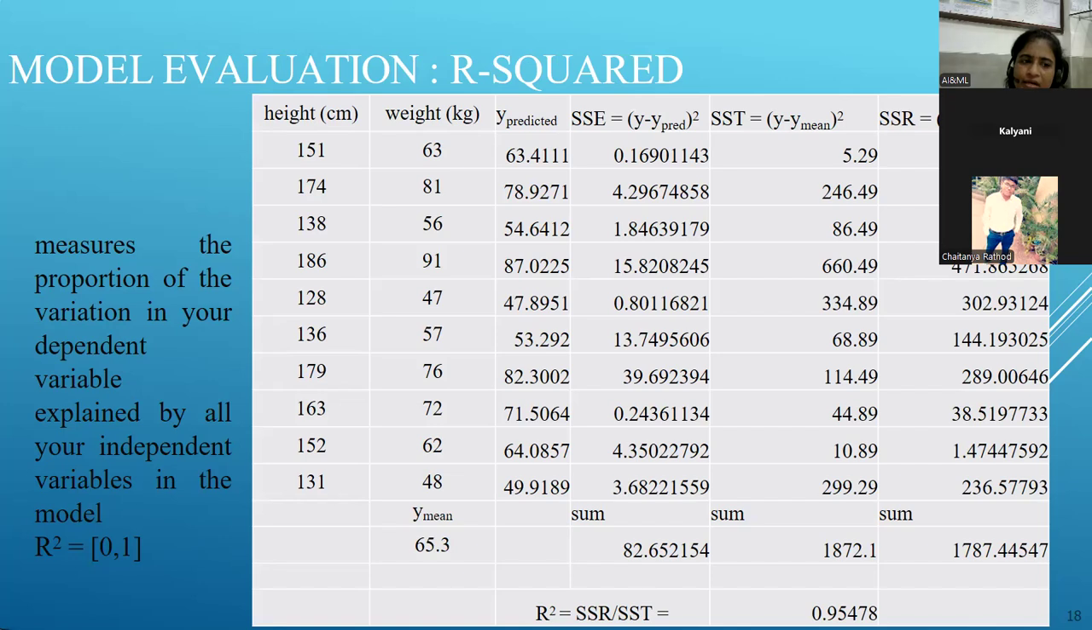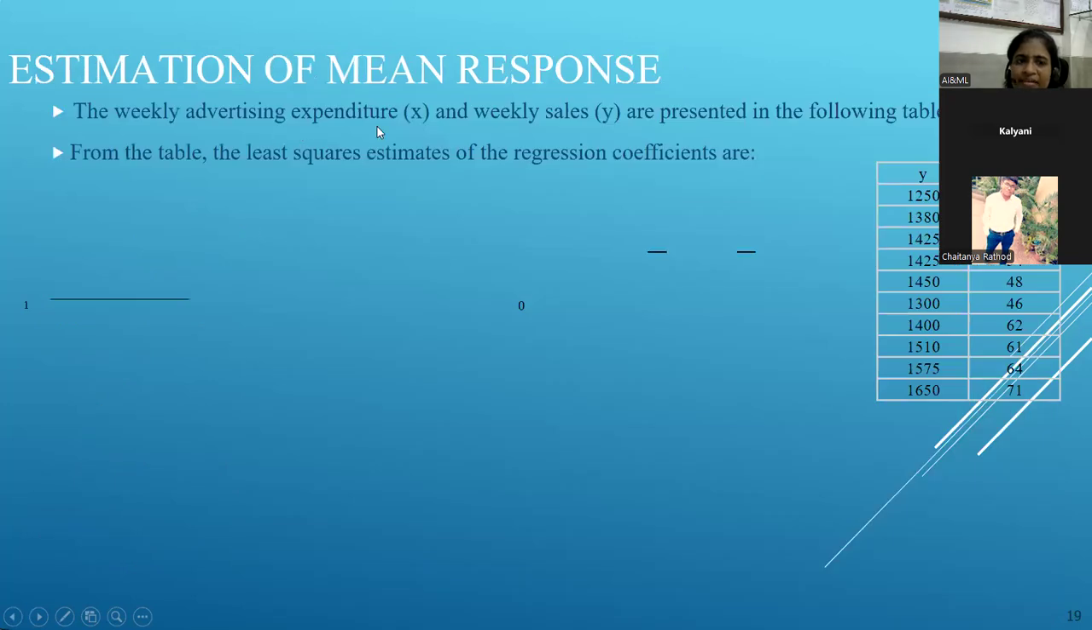If I'm getting capital R square value as 0.95, is the model good or bad? Good. It is pretty good as the value is nearer to 1. So this is just an example for you to practice wherein X and Y values are given to you, where X is weekly advertising expenditure and Y is weekly sales.